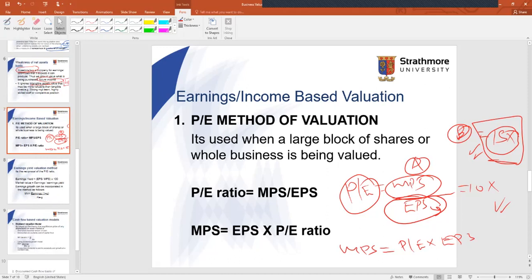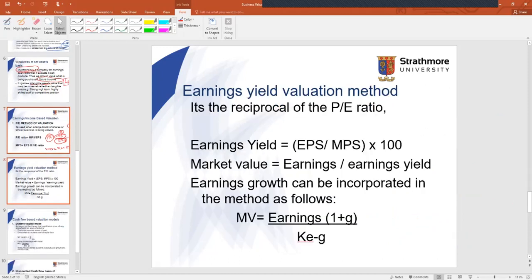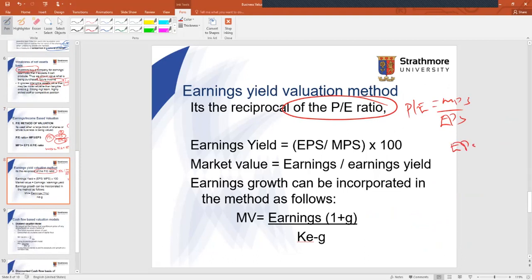Then you can also use what we call the earnings yield method. Earnings yield is the reciprocal of the PE ratio. The PE ratio was equal to MPS divided by earnings per share, so the reciprocal is equal to earnings per share divided by MPS. That gives us what we call the earnings yield.